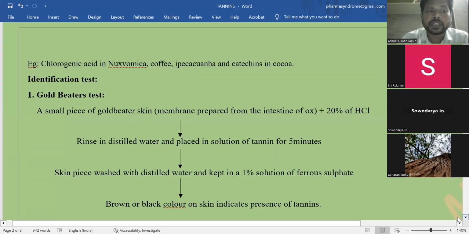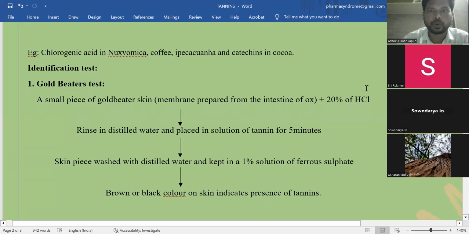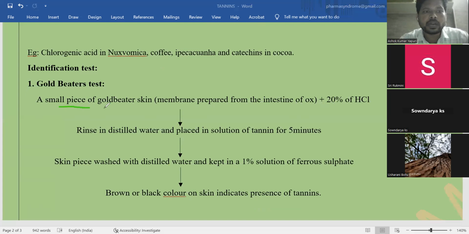In that, the general identification test for tannins is the gold beater skin test. So what is this gold beater skin test? A small piece of gold beater skin, that is a membrane prepared from the intestine of ox.